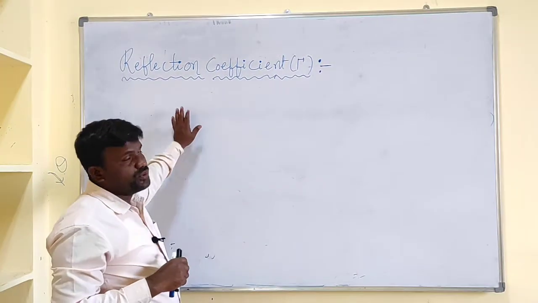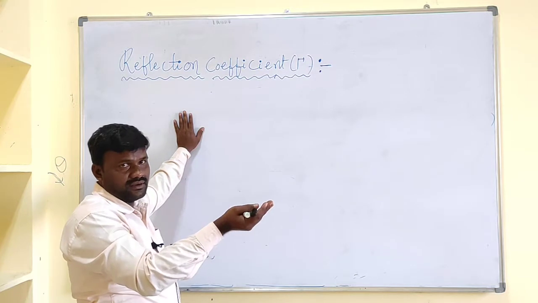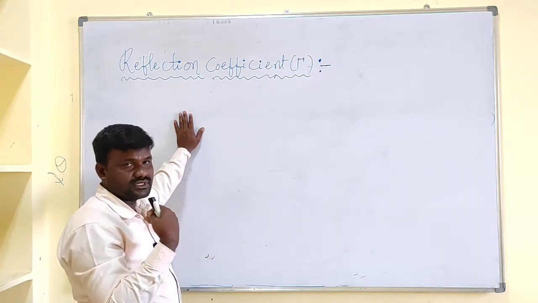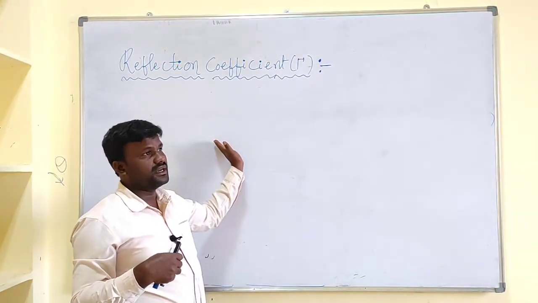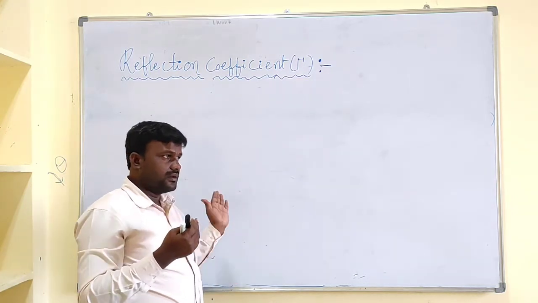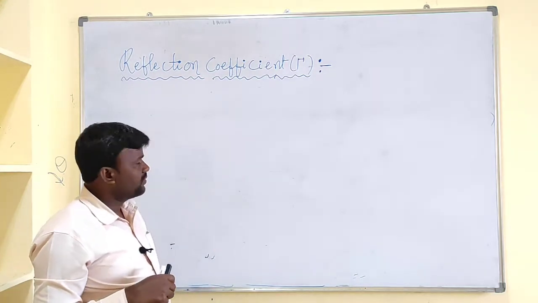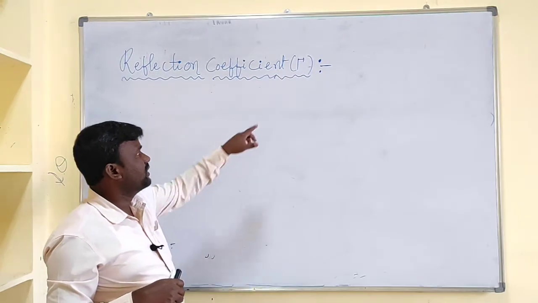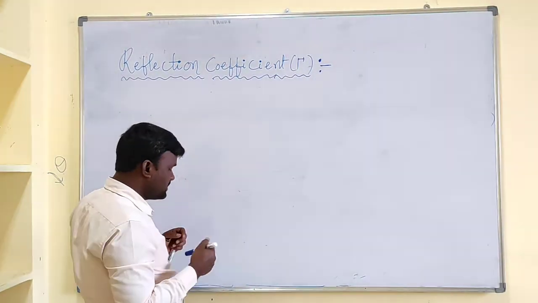It is used to determine how much power is transmitted to the load end, or how much power is reflected back to the input side. In order to find the percentage of the reflected power and the percentage of the power delivered to the load, we require this parameter called the reflection coefficient. How is it defined?